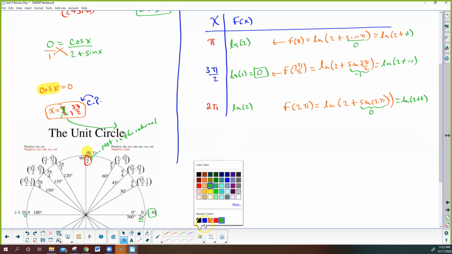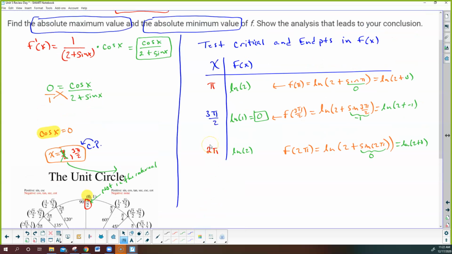So now I have to make my conclusions, and this is the important part. A lot of students lost 1 point because of this. They said find the absolute max value and absolute min value. X is where they occur. F of X is what they actually are.